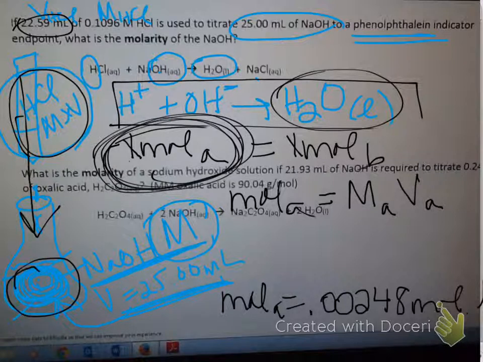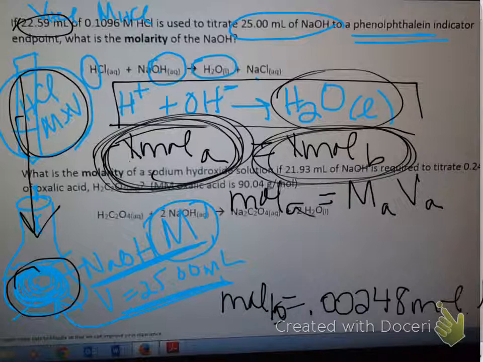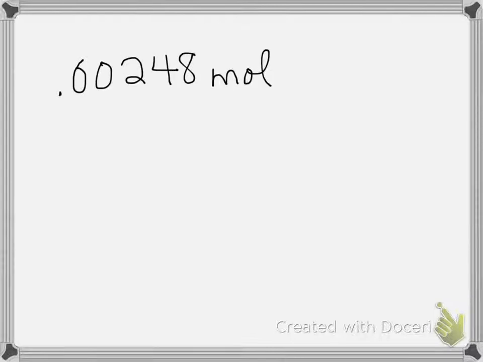Remember that the moles of acid that are used or consumed by the volume of titrant added equals the moles of sodium hydroxide consumed in the reaction as well. So the moles of acid equals the moles of base. So I'm going to come over here. I've got 0.00248 moles of our sodium hydroxide.